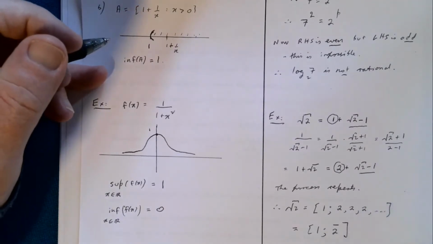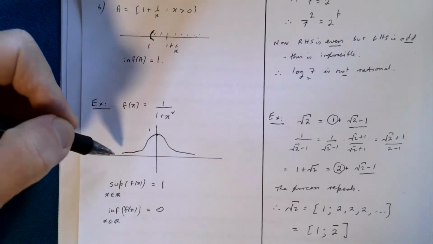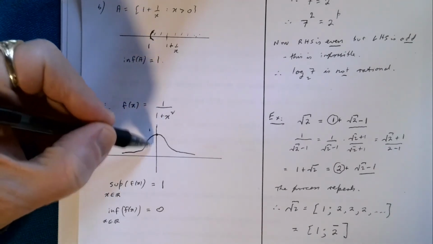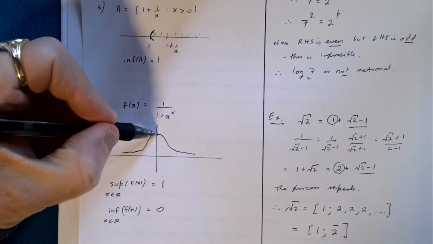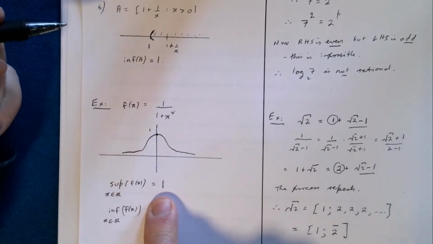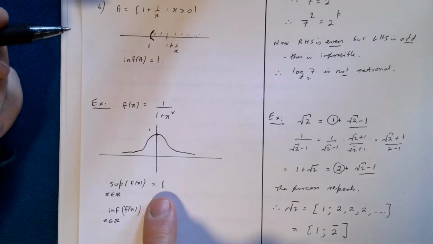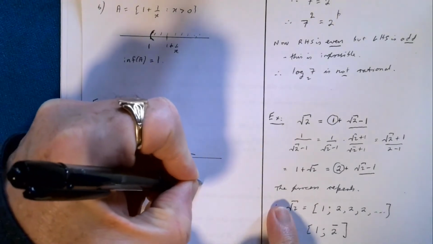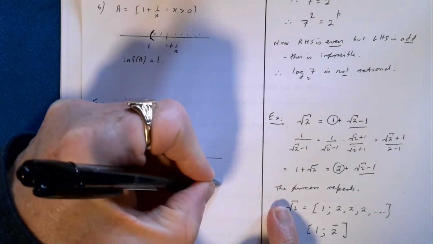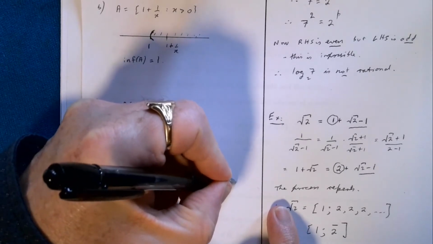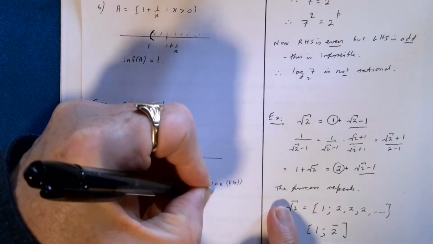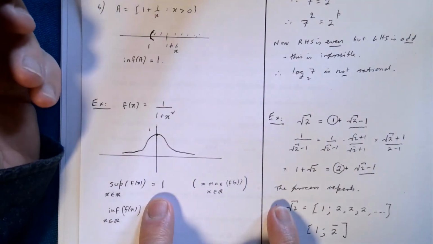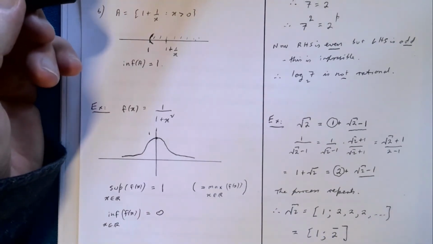So we're looking for the biggest this can be. We're looking for a number which is a bound on all of these y values. And of course the biggest one is going to be 1. So the supremum of f of x is 1. In this case, this is also equal to the maximum of f of x for x in the real numbers. Sometimes the supremum equals the maximum. Sometimes there's no maximum, but there is a supremum.